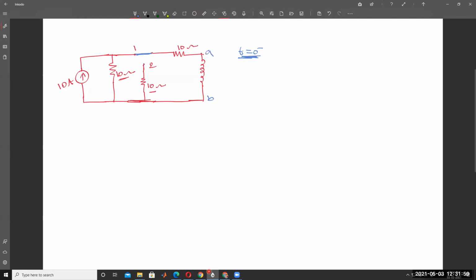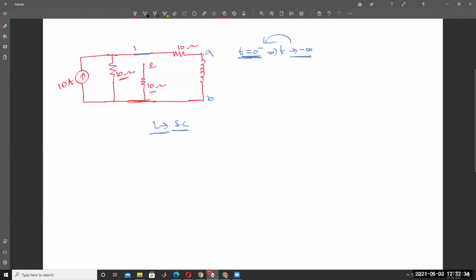At t equal to 0 minus, the circuit condition is the same as at t equal to minus infinity. That's why the switch is closed, and the inductor is acting, under steady state condition, as a short circuit.